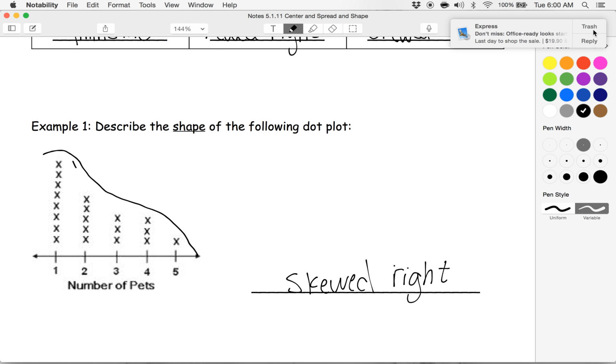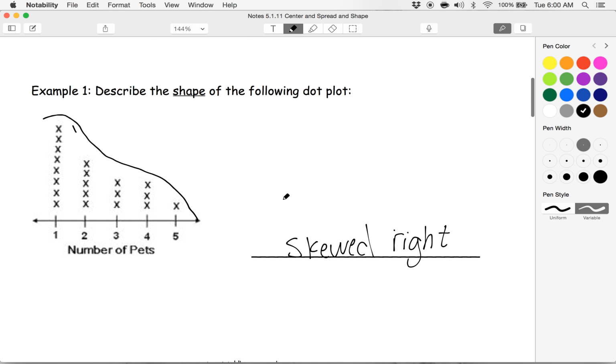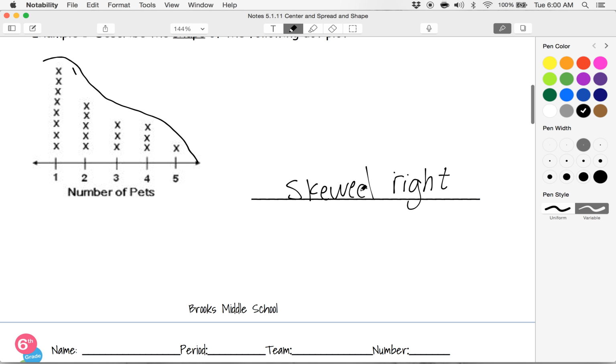So again, whenever we're trying to see what the shape is, if you're trying to decide between if it's skewed right or it's skewed left, always look, where is the empty side? Where is the opening? Wherever the opening is, that side is the side that you say. So since this had an opening on the right, we're going to say this is skewed to the right.